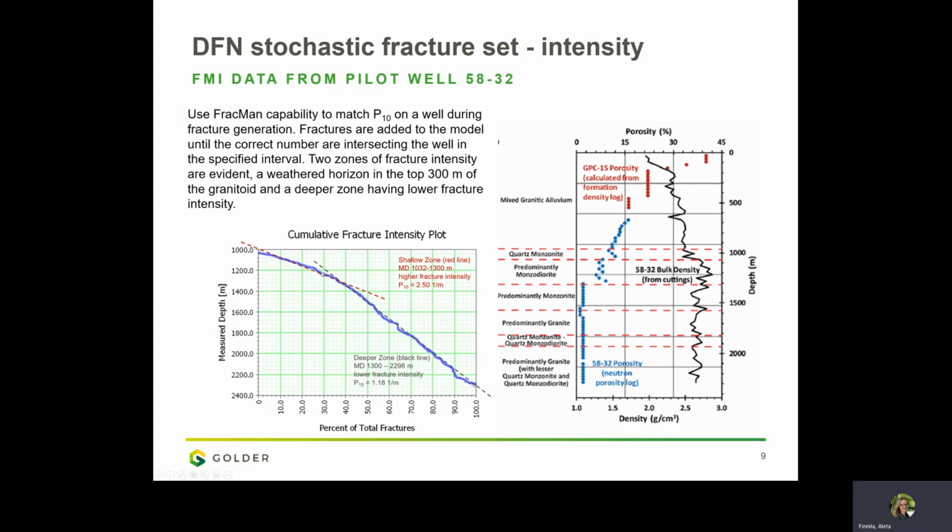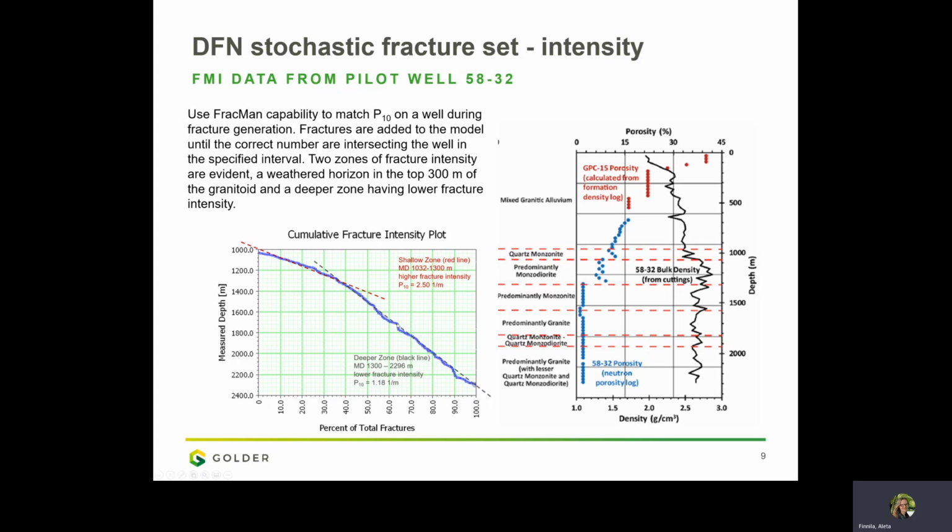The linear plots on this diagram show areas of constant fracture intensity. The reservoir begins at this measured depth of approximately 1 kilometer. For the first 300 meters, it has a higher fracture intensity. Then in the deeper portions of the reservoir, we're seeing this steeper line here, which corresponds to a lower fracture intensity. So we'll just use the fracture intensities measured from that FMI log in our model.